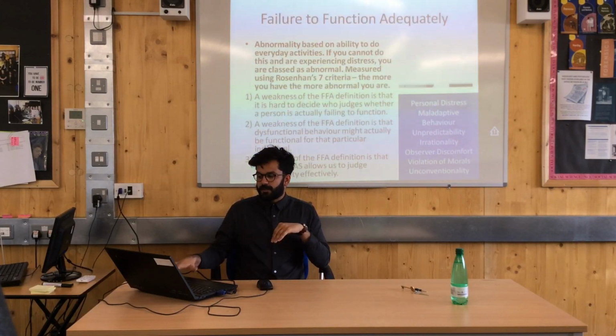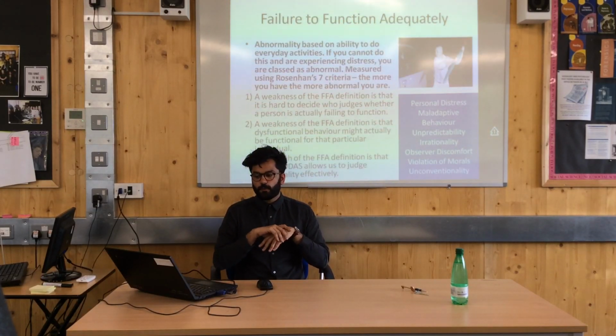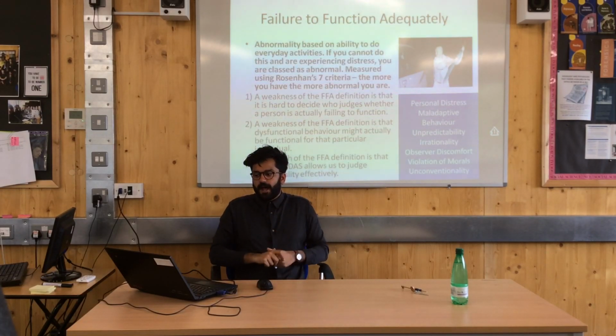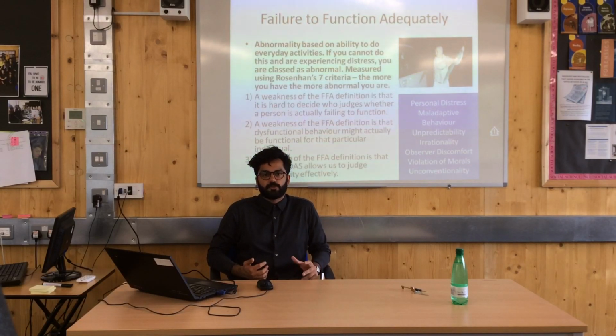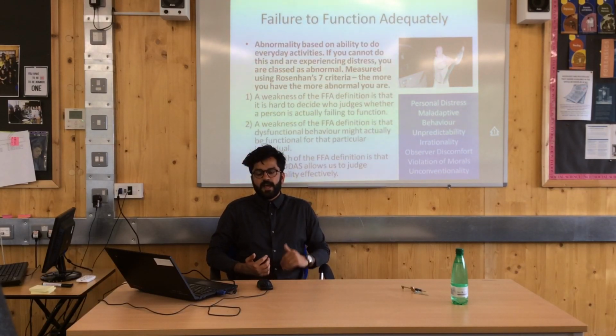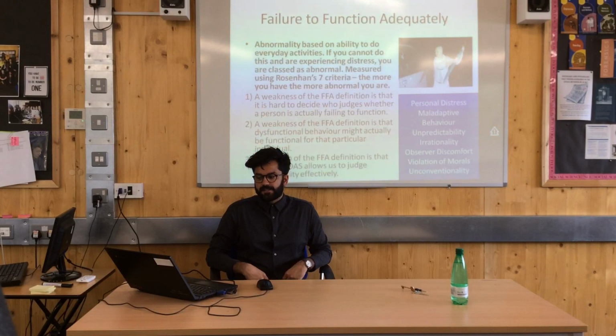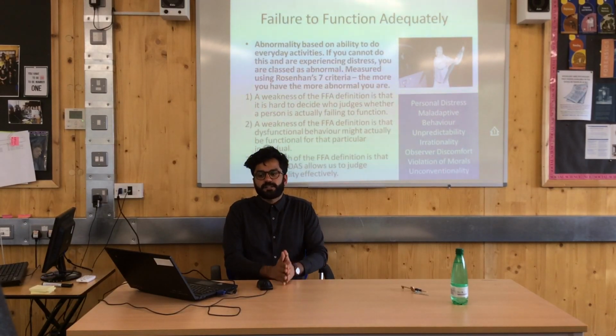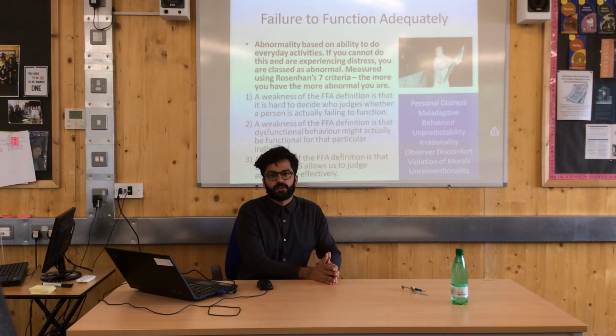Failure to function adequately is our fourth and final definition, and this is the idea that abnormality is based on the ability not to do everyday activities, depending on how you look at it. So if you can't do everyday activities and you experience distress, you are classified as abnormal under this definition. It's measured using Rosenhan's 7 criteria. Now, the more of those 7 criteria you have, according to this definition, the more abnormal you are.